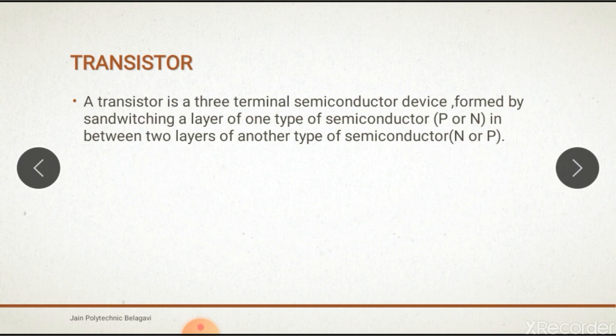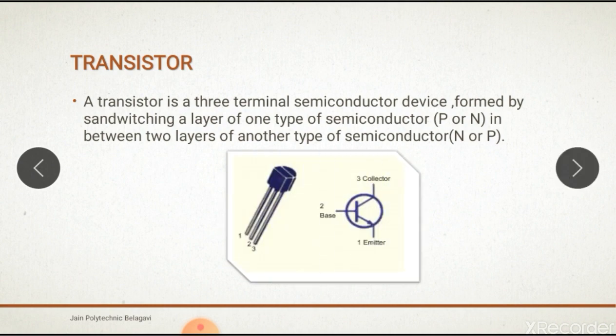Transistor. A transistor is a three-terminal semiconductor device formed by sandwiching a layer of one type of semiconductor in between two layers of another type of semiconductor. This is the symbol of a transistor, which consists of three terminals, that is emitter, base and collector, and actually it is seen like this.